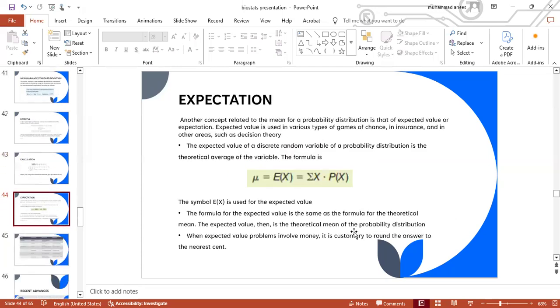Now, another terminology used whenever we're talking about the mean of a binomial distribution is expectation. This expected value is used in various types of games of chance, insurance, and other areas, such as decision theory. The expected value of a discrete random variable of a probability distribution is a theoretical average of the variable. So the formula is the summation of x times p. The symbol E(X) is used for the expected value. The formula for the expected value is the same as the formula for the theoretical mean. The expected value then is the theoretical mean of the probability distribution. When expected value problems involve money, it is customary to round the answer to the nearest cent.